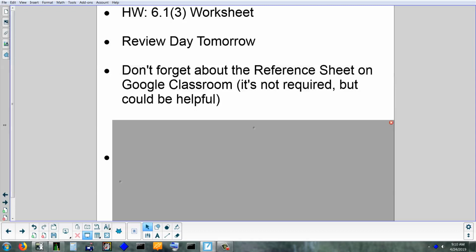Reference sheet, I put it up yesterday. Like we said, it's not required, but it's a spot to write down all those steps, and it may be helpful for you. You want to fill out the whole thing? That's your choice. You want to fill out nothing? That's your choice too. We don't count it as homework anymore.